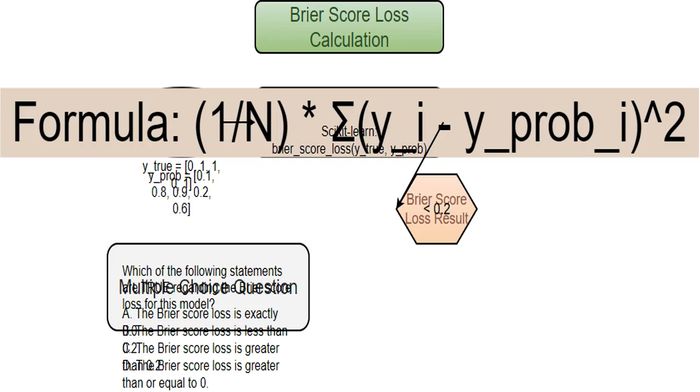This is the formula for the Brier score loss. Let me break it down. N is the total number of predictions. Sigma means summation, so we sum over all the data points. For each point, I subtract the predicted probability, y_prob_i, from the true label, y_i, square the difference, and then add it all up. Finally, I divide the sum by N. The result is the Brier score loss, which measures how far off the model's probability predictions are from the actual outcomes. A lower score means better performance.